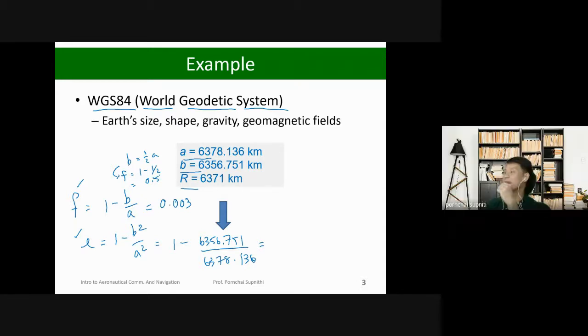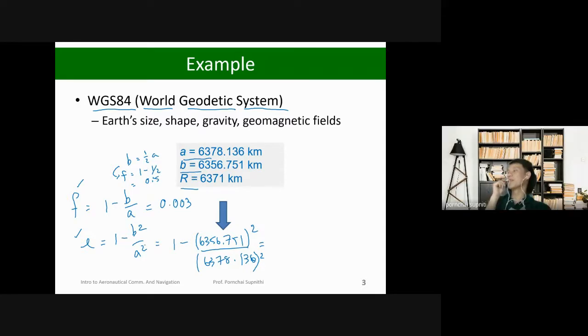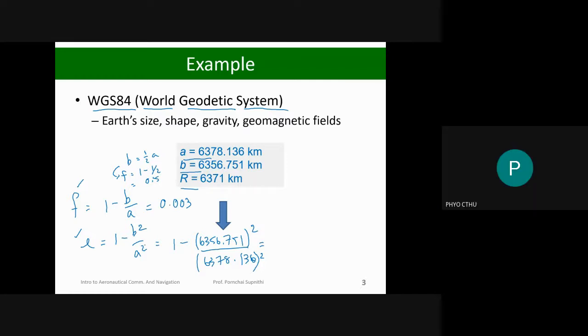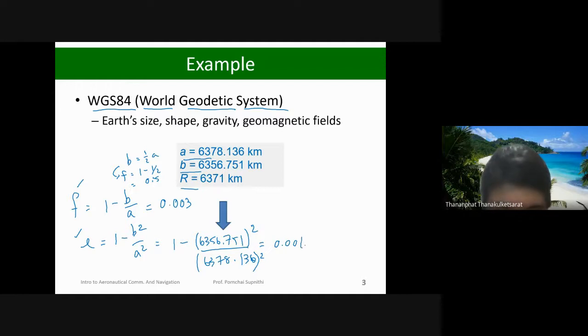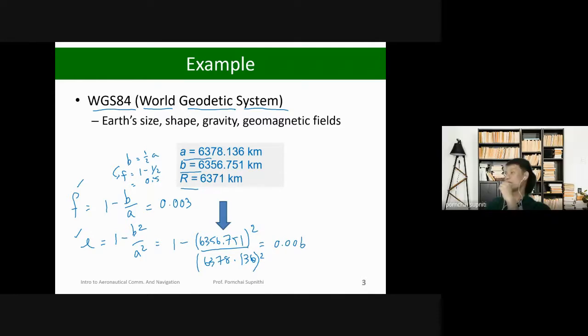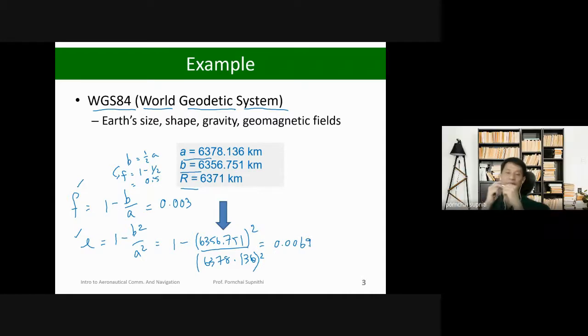Okay, so what do you get, Pio? This one has to be squared. You have to square it, no? Oh, sorry, square it. Right. So you just do B over A, and then the square is okay as well. Okay, I can do it. 0.006. Yeah. That's all? Yeah, 6, 8, 9, 4, 2, 1. Okay, something like that, that's fine.